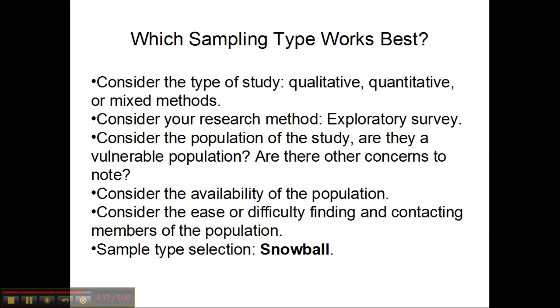Which sampling type works best? Consider the type of study: qualitative, quantitative, or mixed methods. Consider your research method. Exploratory survey is selected for this one. Consider the population of the study. Are they a vulnerable population? Are there other concerns to note?